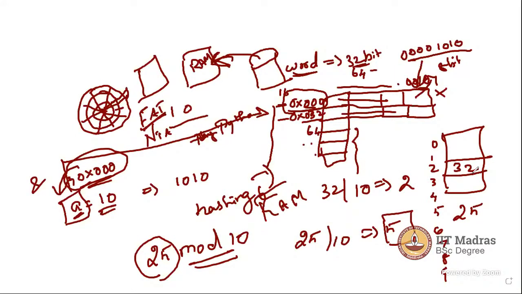Excuse me, ma'am. What if all the locations have already been filled? If all the locations have been filled, it has to go to the next sector. That is why we have the sector representation and the track representation. Then we have another disk if this particular disk is filled.